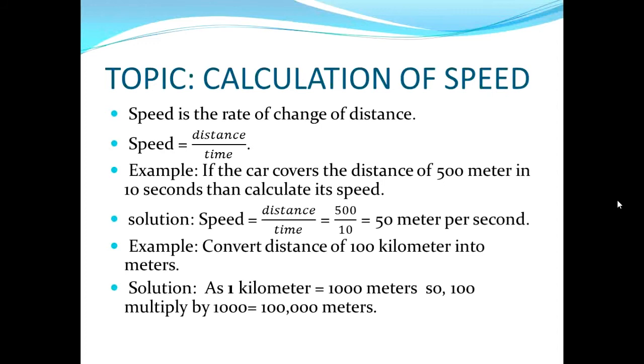I have taken another example: convert a distance of 100 kilometers into meters. In this question, it is asking that you convert 100 kilometers of distance into meters. In the solution, as we know, 1 kilometer is equal to 1000 meters. In 1 kilometer there are 1000 meters. So in order to convert 100 kilometers into meters, we have to multiply 100 by 1000. When we multiply 100 by 1000, we get the value 100,000 meters.